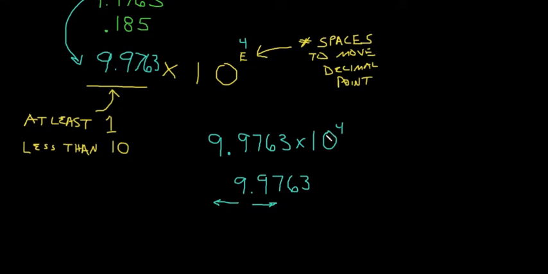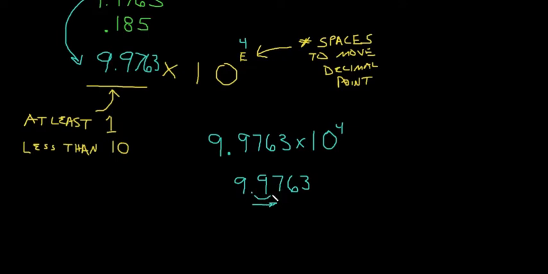Now the question is, do I move it this way or do I move it this way? The way you've been taught, if you were taught this in high school, is because this is a positive exponent, we're going to move it in the positive direction. Okay? So let's erase this line. We're going to move it to the right. And what that's going to do is make our number larger, right?